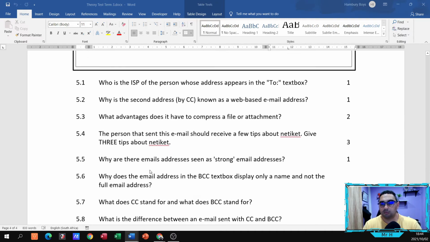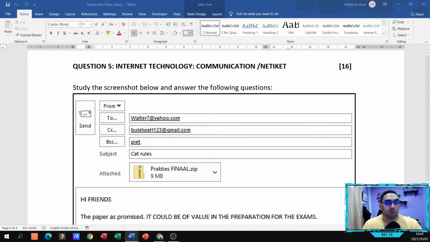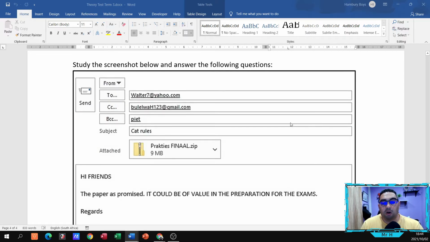Right, and then the last one, that is question number 5. Question number 5 now dealt with internet technology and communication. So here they give us a screenshot of an email. We can see the send button over here. Then we have 3 items. We have To, in other words, who are you sending the email to? You can see I'm sending it to Walter7 at, where is it at? The domain is yahoo.com. Now, what is the Cc and Bcc?